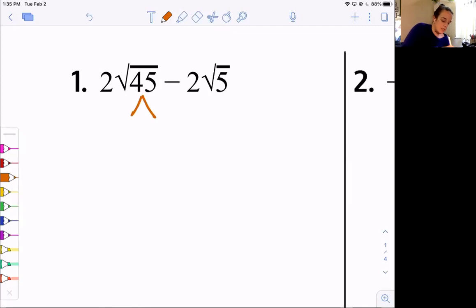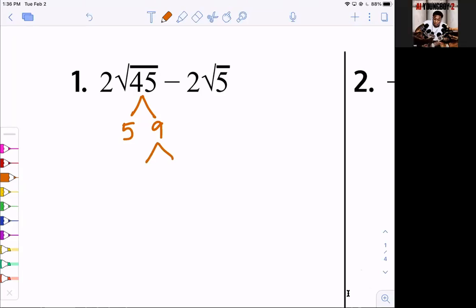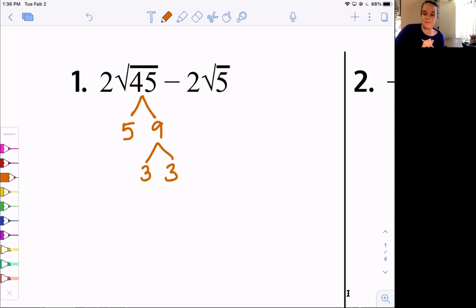So Mia's already got me. She says 5 and 9 make 45. Definitely, 5 and 9 make 45. So we have 5 and 9. Can 9 break down? Absolutely. It can break into 3 and 3. Just like that. 3 and 3.